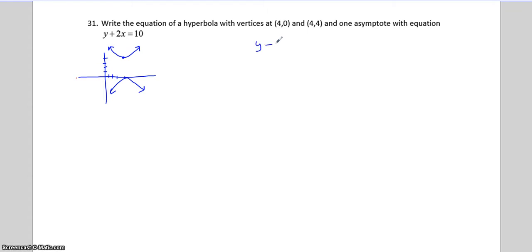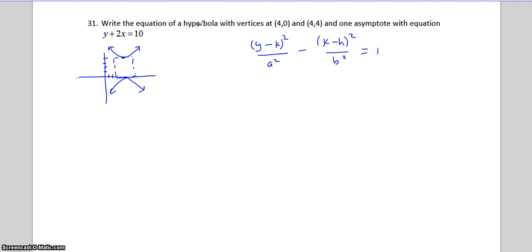We know that that's going to be x minus k squared over a squared. And now we know that this box, whatever it's going to be, the major radius has to go under the y, so we know a is going to go there. We have x minus h squared over b squared equals 1.